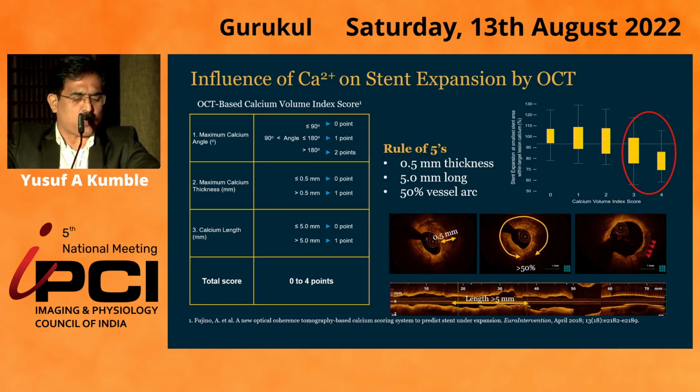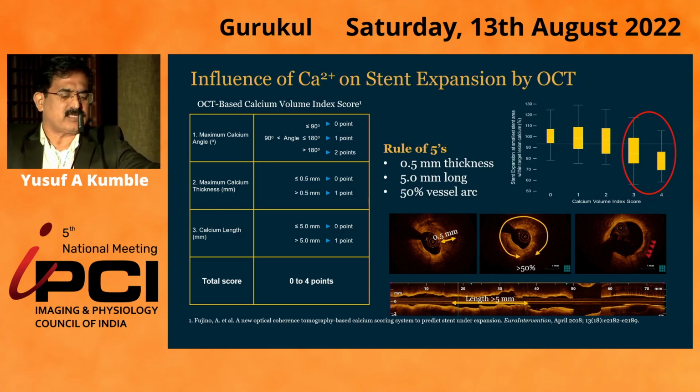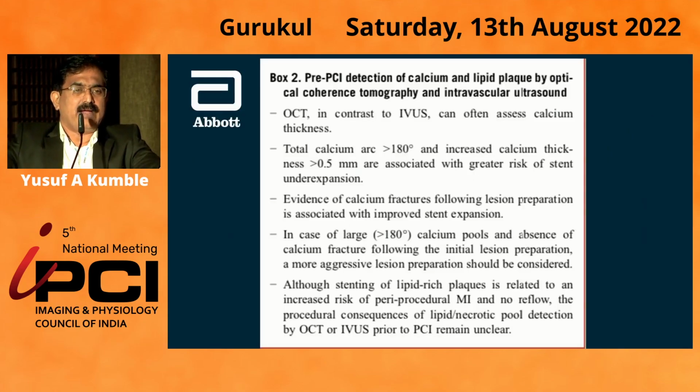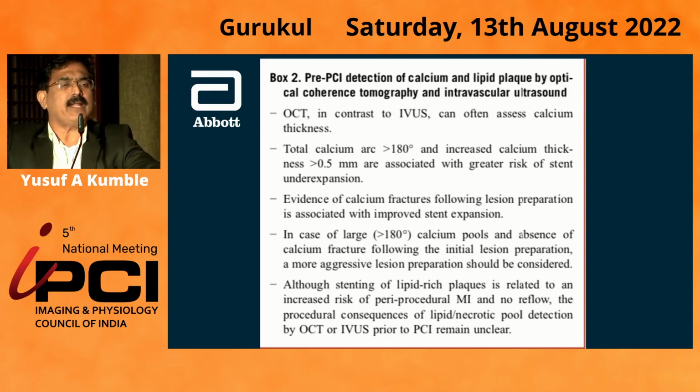There is a calcium scoring, 0 to 4 points. The maximum calcium angle of more than 90 degrees, up to 180 degrees, is 1 point, and more than 180 degrees is 2 points. A maximum calcium thickness criterion is 1 point, and a calcium length criterion is 1 point. The consensus is that OCT, in contrast to IVUS, can often assess calcium thickness. A total calcium arc of more than 180 degrees and increased calcium thickness of more than 0.5 millimeter are associated with a greater risk of stent under expansion.